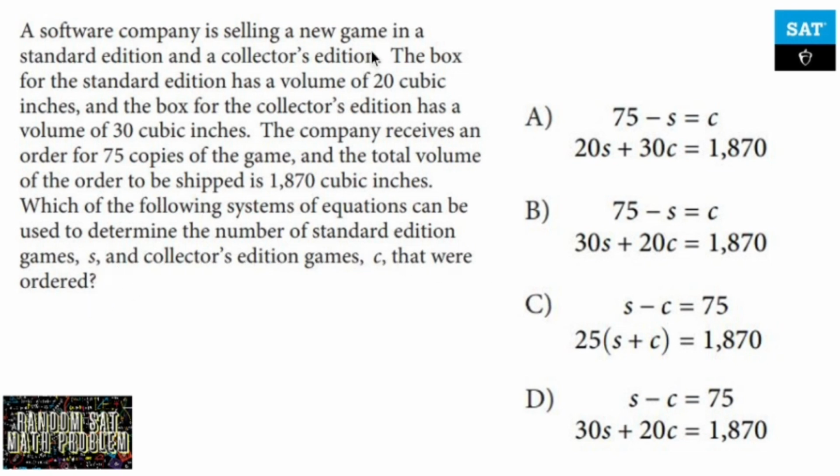So whenever we're given total stuff, we are always going to create the equation, whatever letter plus whatever letter is going to be that total. So S plus C is 75. Now, looking over here, that's not an option. They have to go and make it more difficult for us. So let's give them what they want.